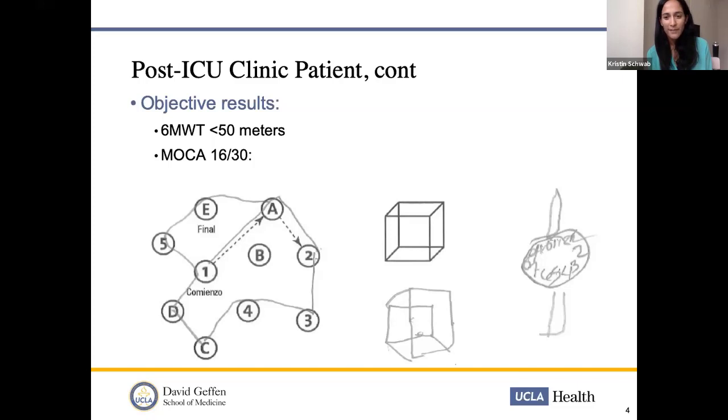Here are 3 of the drawings from his MoCA, and you can see that his trail making test is abnormal. Instead of going from 1 to A and 2 to B and so forth, he doesn't do that. His cube draw isn't terrible, but also isn't completely normal. And then you can see that the clock draw is missing some of the numbers, 8 and 9, and is also missing the hands of the clock and the time.